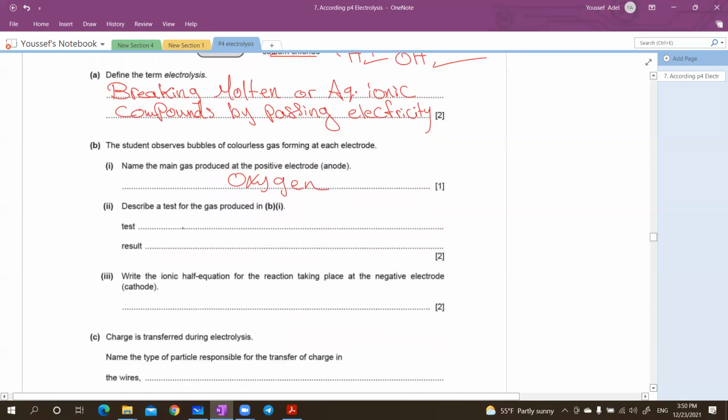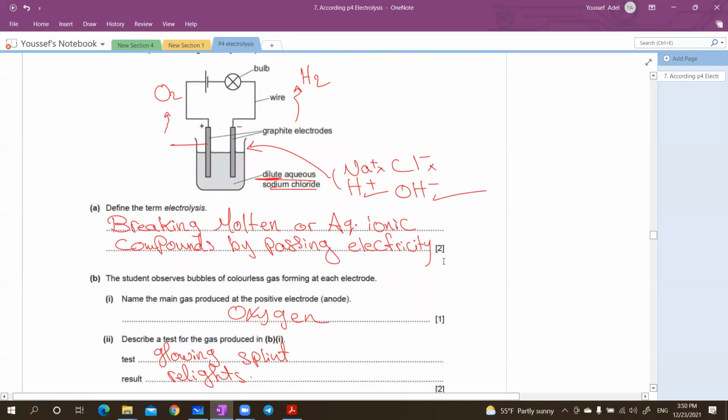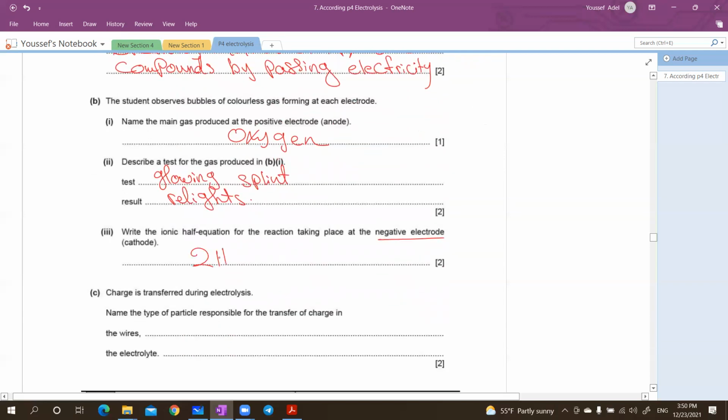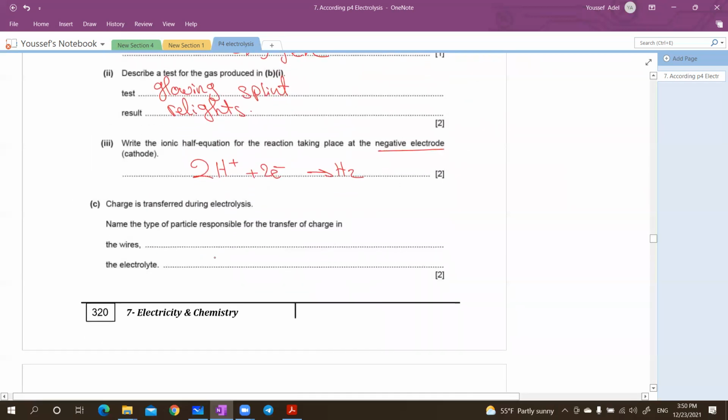Describe the test for this gas. To test the oxygen, we bring a glowing splint. It relights once it is in contact with the oxygen. What is the ionic half equation for the reaction taking place at the cathode? We said that at the cathode, the hydrogen will be discharged. What is the type of particles responsible for transfer of charge in wires? As we said before, electrons. And in the electrolyte, it is ions.